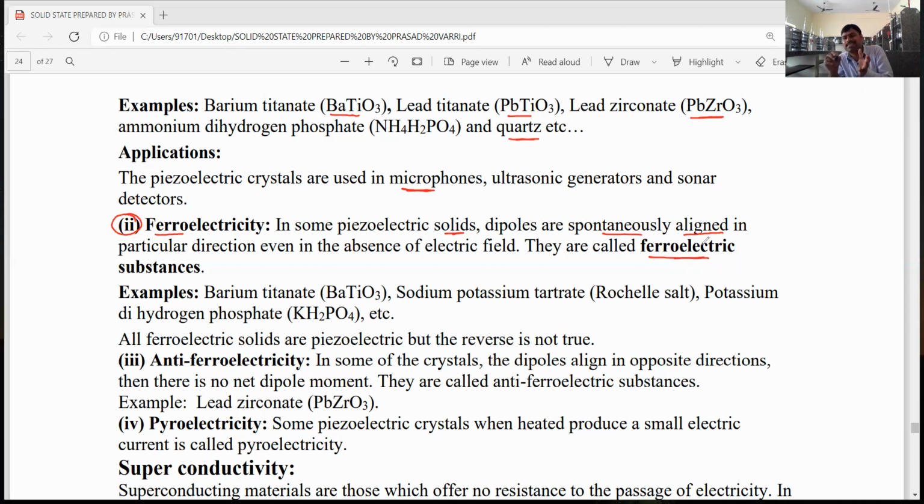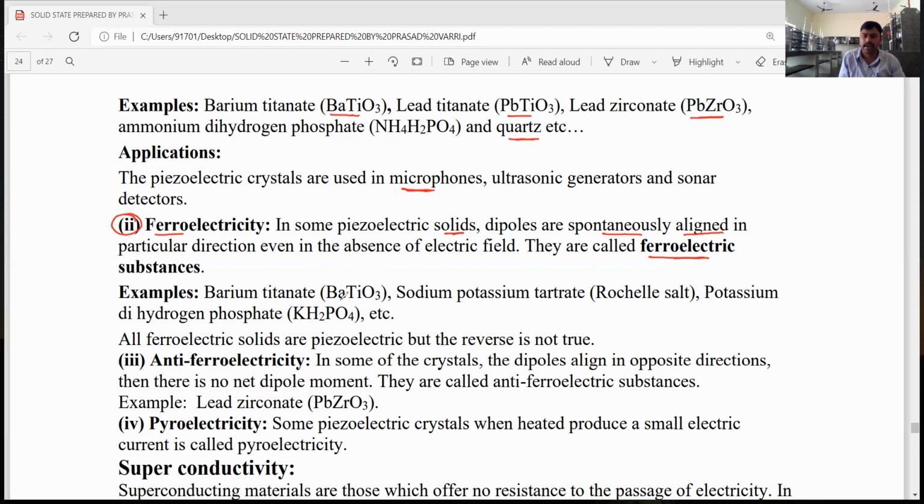Ferroelectric substances are like ferromagnetic substances, but here we are applying an electric field. So you take some piezoelectric substances in which all the dipoles, the positive and negative dipoles, are arranged in the same direction. Even if you remove the electric field, all those dipoles remain in the same direction and the net dipole moment is not equal to 0. Such substances are called ferroelectric substances.